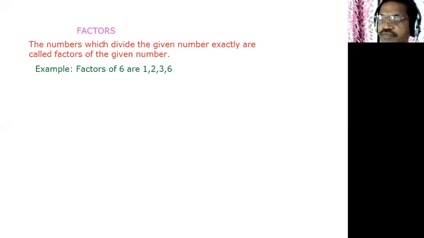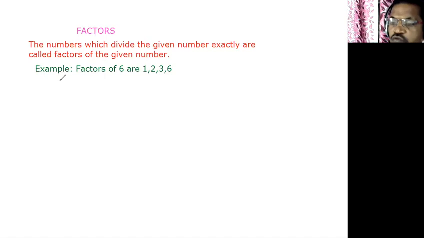In this lesson, we discuss factors. What are factors? The numbers which divide the given number exactly are called factors of the given number. For example, factors of 6 are 1, 2, 3, 6. 1 divides 6. 2 divides 6. 3 divides 6. And 6 divides 6.